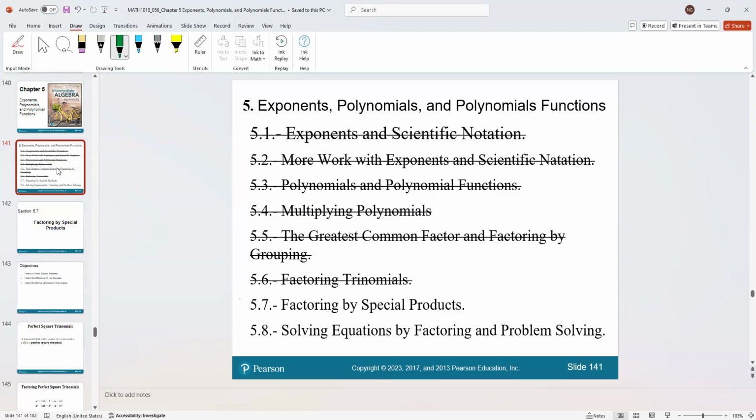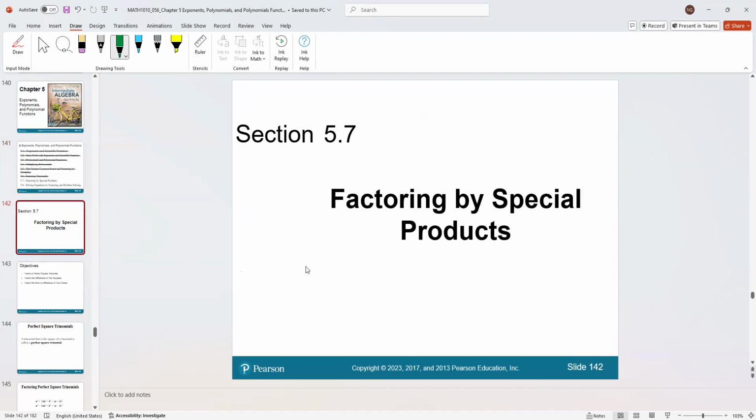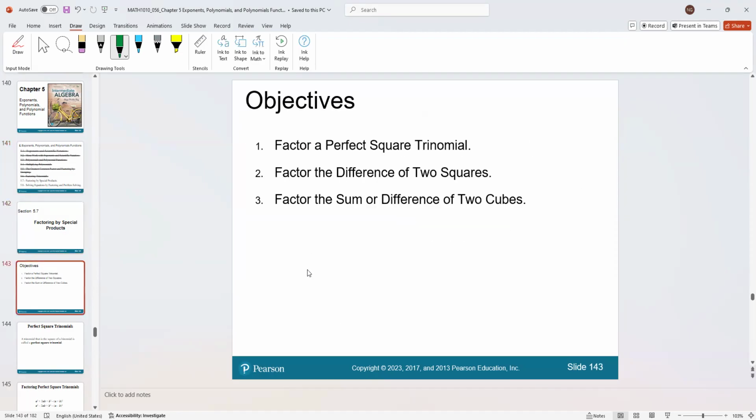So in this section, 7.5, we will talk about factoring by special products. Our goal is to factor a perfect square trinomial, factor the difference of two squares, and factor the sum or difference of two cubes.